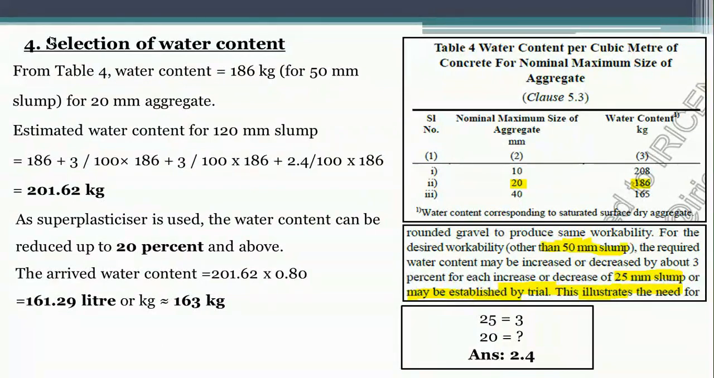So approximately I have taken it as 163 kg. You can take 161 or 162, or approximate it to 162 or 163. I have taken it as 163. I hope you understood how you got this value regarding the slump. If you have any doubt, you can ask me at the end.